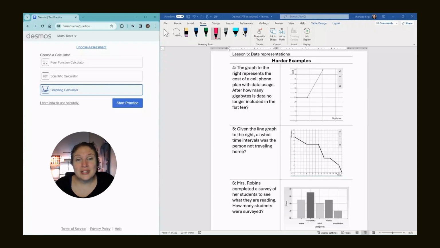Right now, we're connecting with Khan Academy's Unit 3, Lesson 5, Data Representations. So after you finish these harder examples, head back over to Khan and do their practice examples to see how well you do. The graph to the right represents the cost of a cell phone plan with data usage. How many gigabytes is data no longer included in the flat fee?